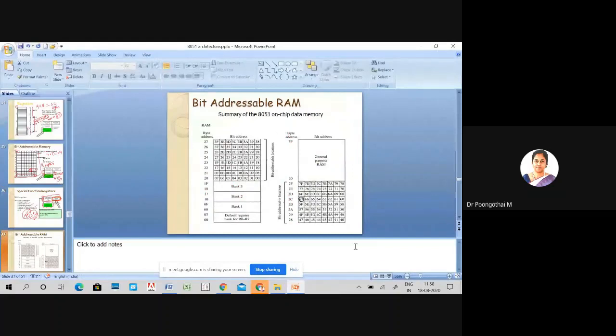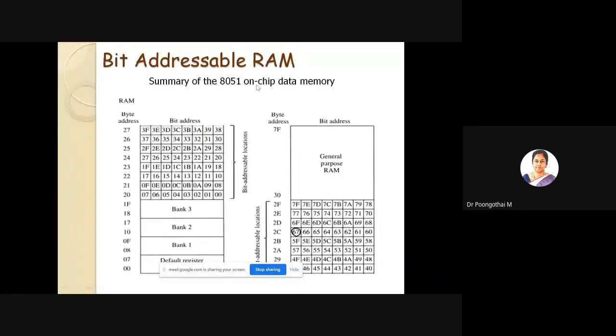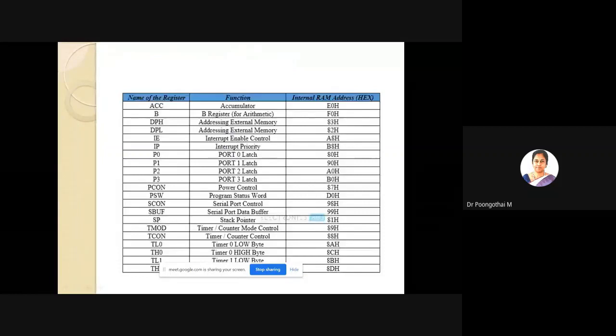So this is a summary of the 8051 on-chip data memory. 00 to 1F is for general purpose registers: bank 0, bank 1, bank 2 and bank 3, and 20 to 2F.